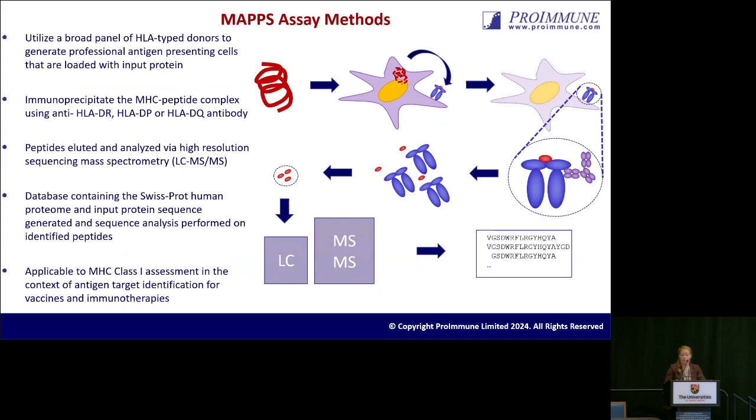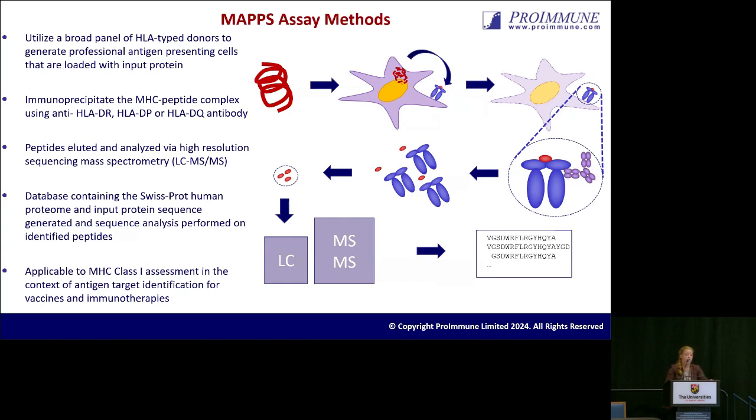We work with cryopreserved PBMCs in this assay to generate monocyte-derived dendritic cells, which serve as your APCs. Those cells can then be loaded with the protein of interest to allow for antigen processing. You then mature the cells, which upregulates class II on the surface with those peptide fragments bound. Following a lysis step, you can do an immunoprecipitation to pull down those MHC peptide complexes using an antibody against either HLA-DR, DP, or DQ.